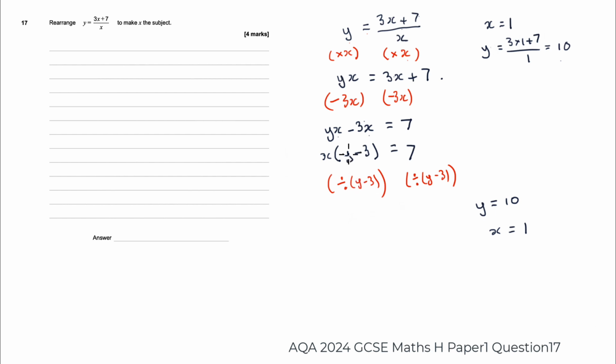So if we divide this by y minus 3, that disappears and we're left with x. On the right hand side, we've got 7 divided by y minus 3. Now we've achieved what we set out to achieve. We've got x on its own on the left, there's no x's on the right, we've just got y on the right. And remember this example I gave you, we should be able to now plug in y equals 10 to get our value for x.